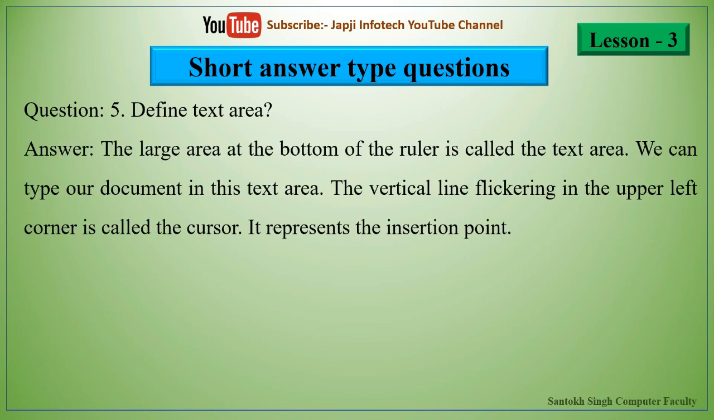So next question is define text area. The answer is the large area at the bottom of the ruler is called the text area. We can type our document in this text area. The vertical line flickering in the upper left corner is called the cursor. It represents the insertion point.